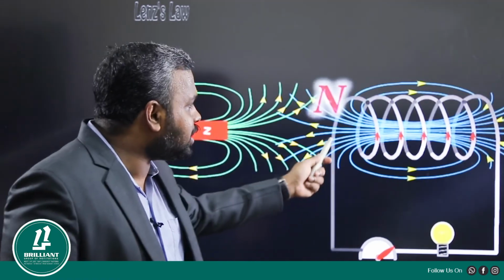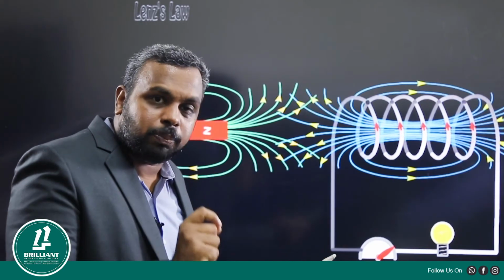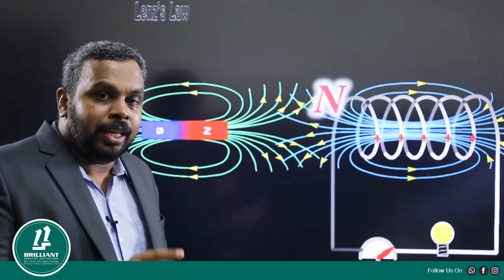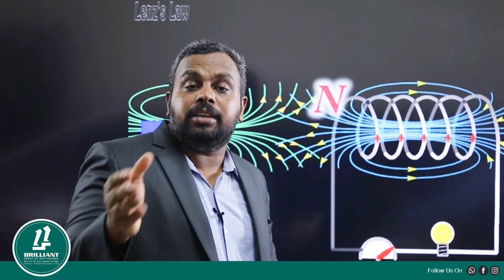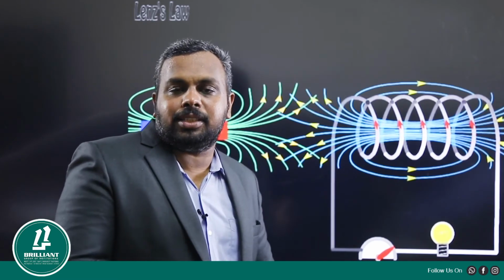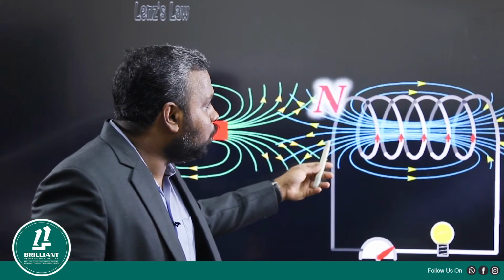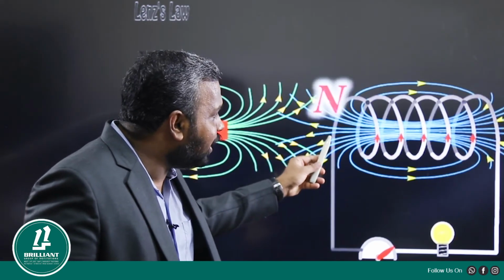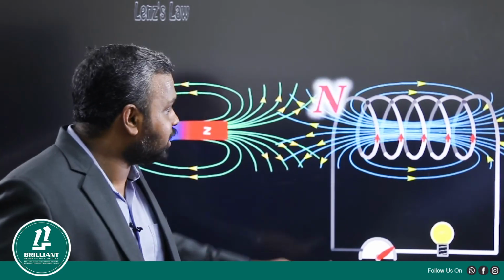For that, this end of the coil should behave like a north pole. How is it possible? You know that when a current is flowing in a solenoid in clockwise direction at one end, that end will be the south pole, and if the current is flowing in anti-clockwise direction, that end will be the north pole, right? So here we need which pole? North pole. For getting north pole, the current needs to flow in which direction? Anti-clockwise direction. Look at the situation.